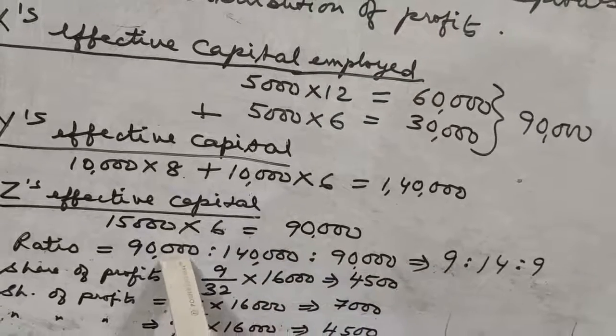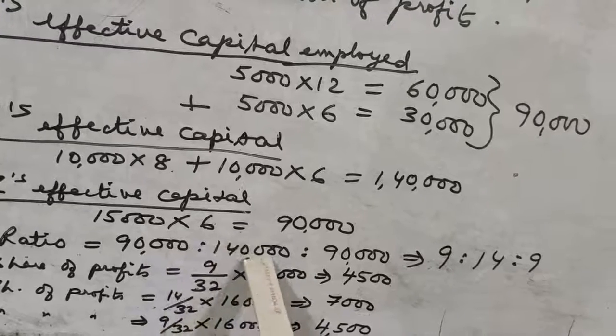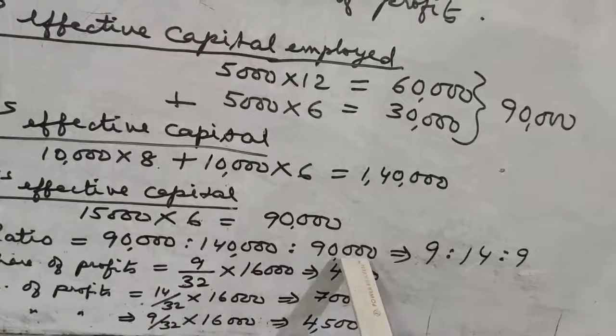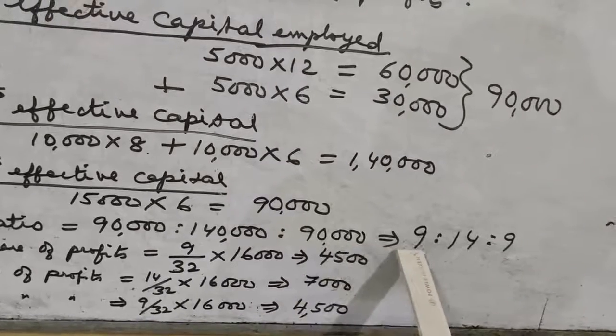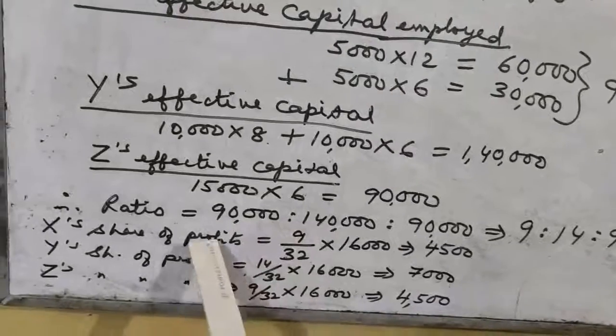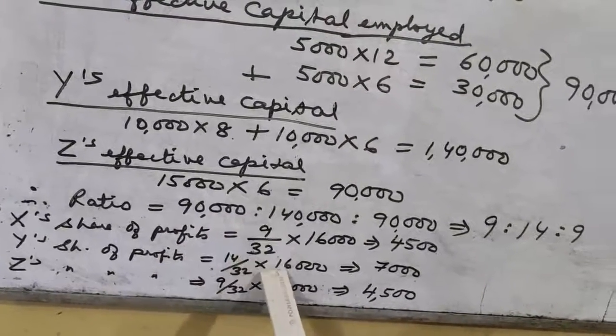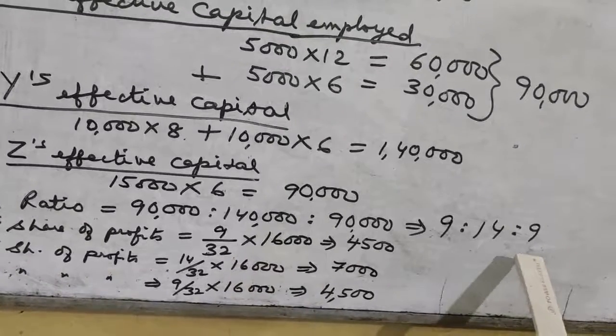So the ratio of their effective capital employed is 90,000, 1,40,000 is to 90,000. So if we find out the ratios, it comes to 9 is to 14 is to 9. So X's share of profits will be 9 by 32. 32 is the sum of 9, 14 and 9.